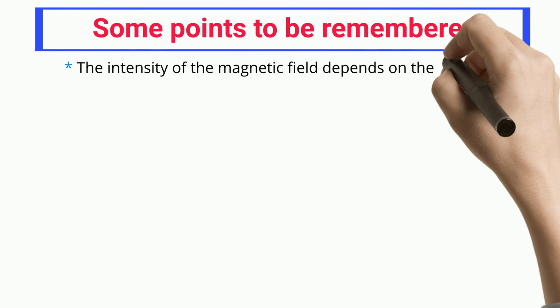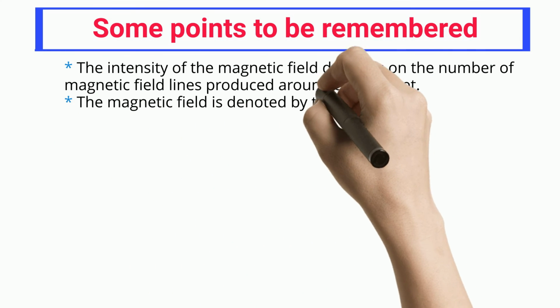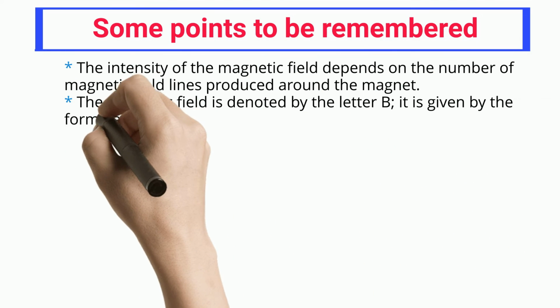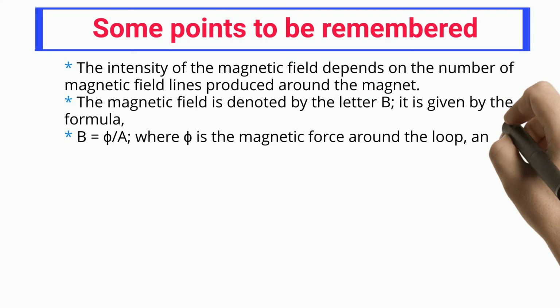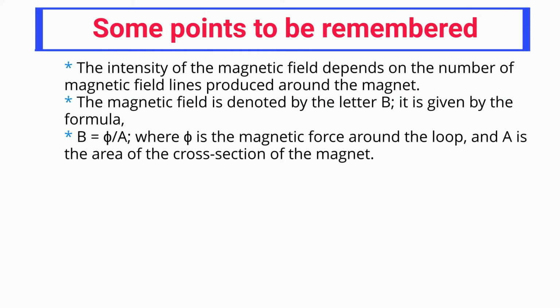The intensity of the magnetic field depends on the number of magnetic field lines produced around the magnet. The magnetic field is denoted by the letter B. It is given by the formula B equals Φ/A, where Φ is the magnetic flux around the loop, and A is the area of the cross-section of the magnet.